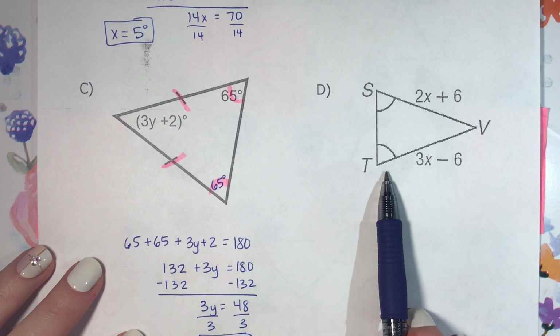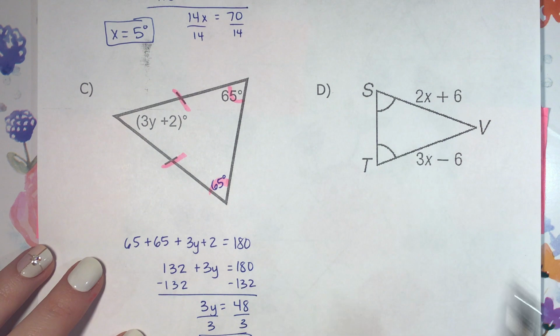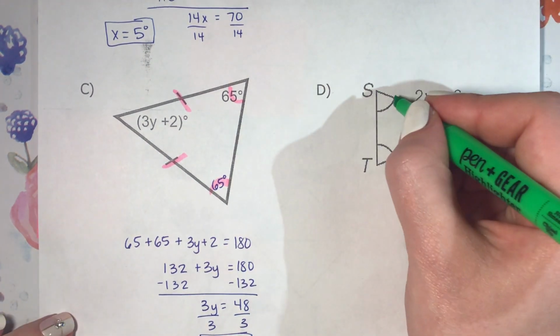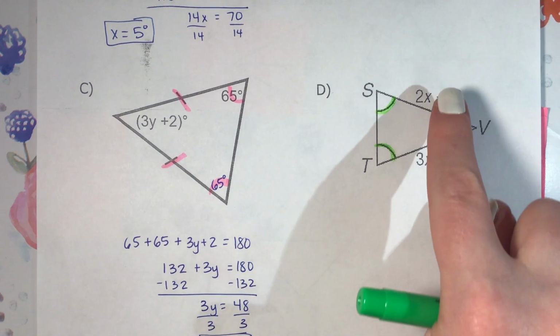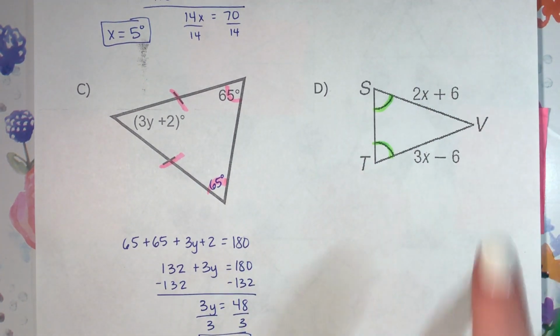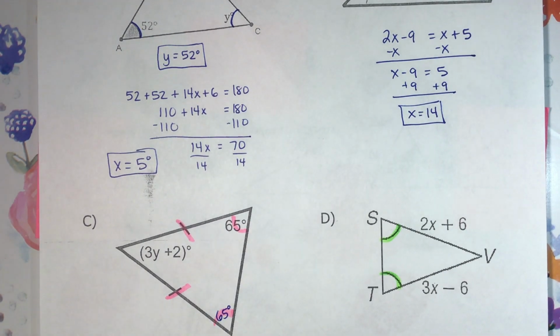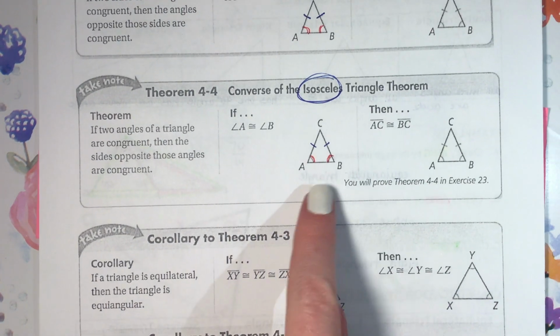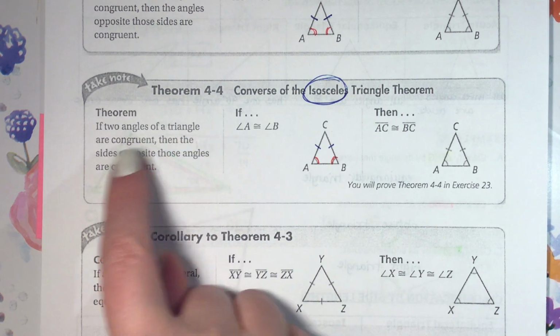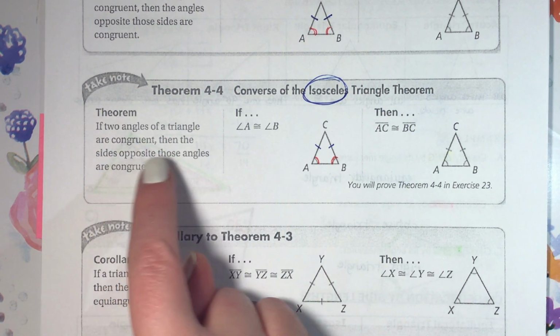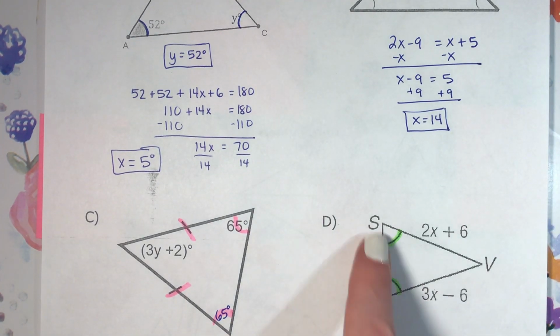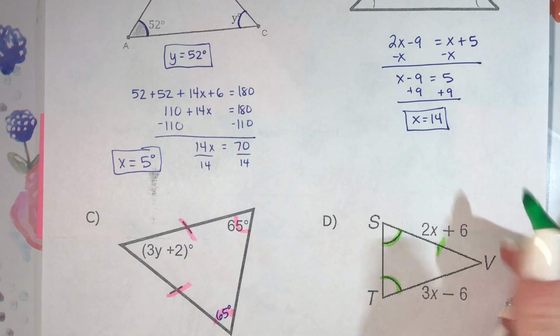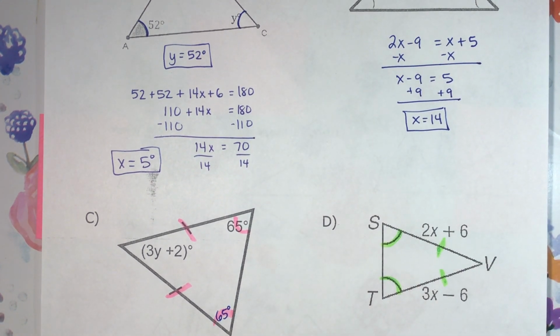Here I have one last example. Once again, I have two angles that are congruent to each other. This is marked. However, I do not have that these sides are congruent to each other. But remember, whoops, wrong piece of paper. Remember, from this right here, it said, if two angles of a triangle are congruent, then the sides opposite those angles are congruent. So that means that we can conclude, oh, hey, if these guys are congruent, then this must be congruent to this. And now I can move on with that.